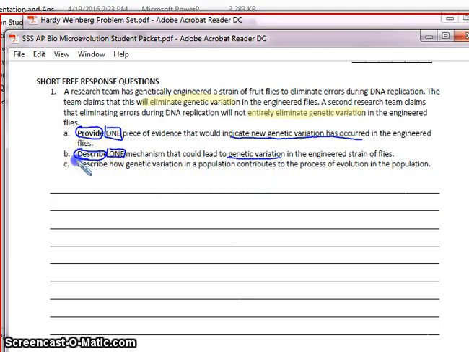The third one, and again, is another describe. Don't just list something, describe it. How genetic variation in a population contributes to the process of evolution. So how does genetic variation help or contribute to the process of evolution in the population?